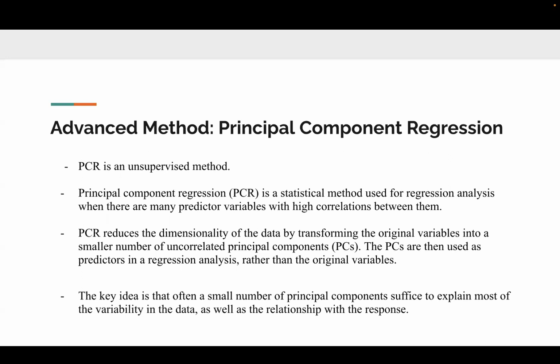In my advanced method, principal component regression, or PCR, is an unsupervised method. PCR is a statistical method used for regression analysis when there are many predictive variables with high correlation between them. PCR also reduces the dimensionality of data by transforming the original variables into a smaller number of uncorrelated principal components. The PCs are then used as predictors in a regression analysis rather than the original variables. The key idea is that often a small number of principal components explain most of the variability in data, as well as the relationship with the response.